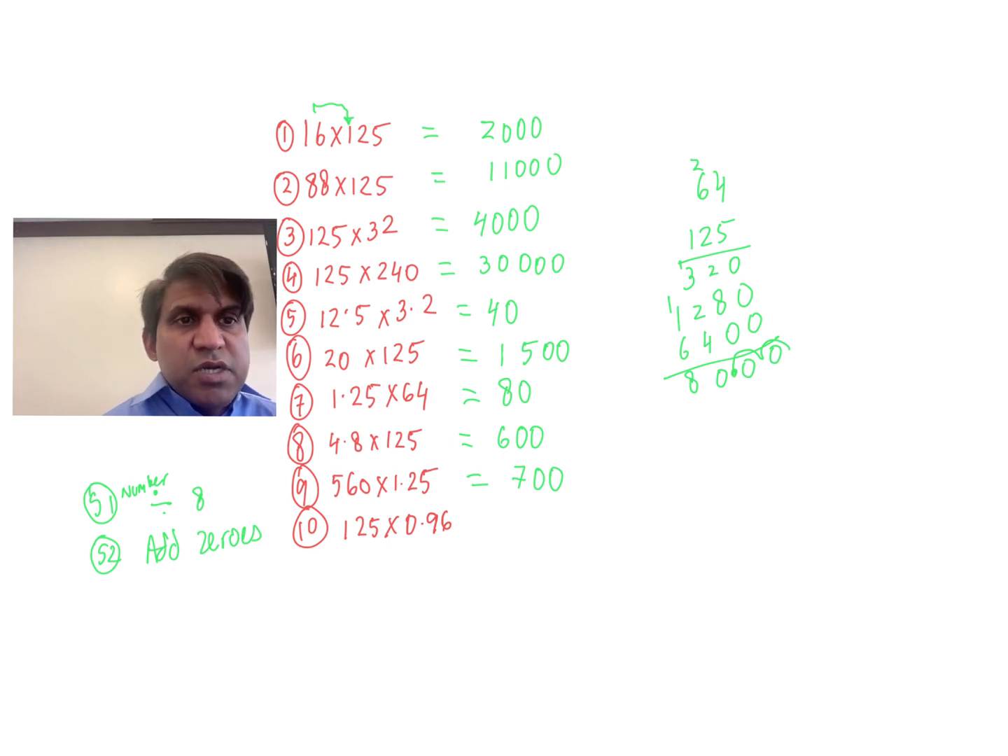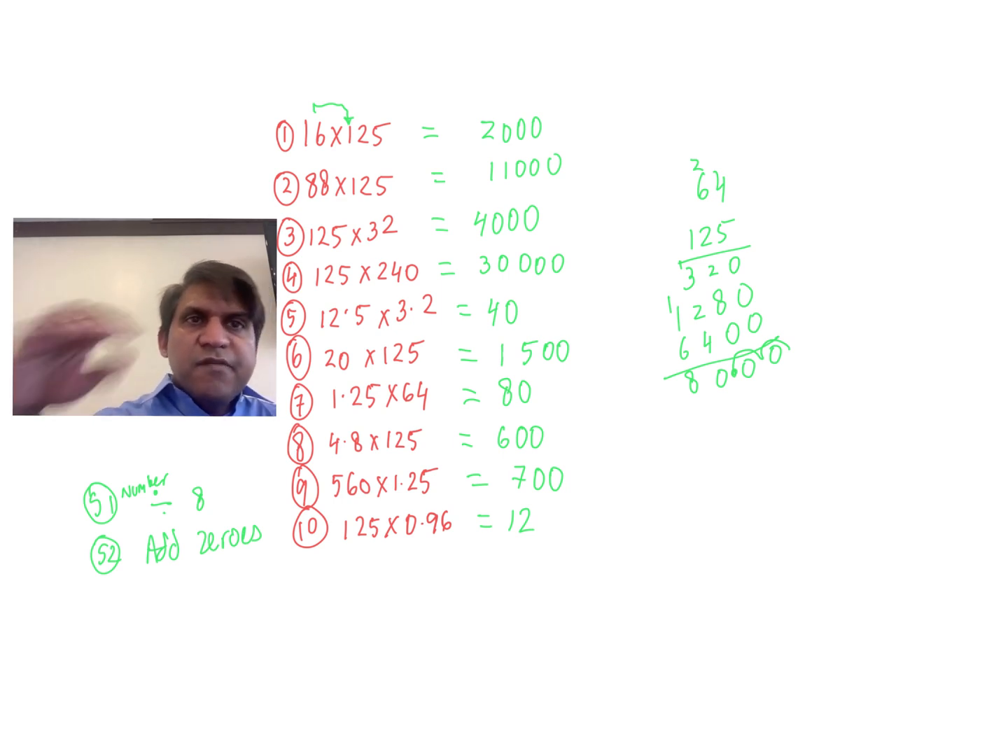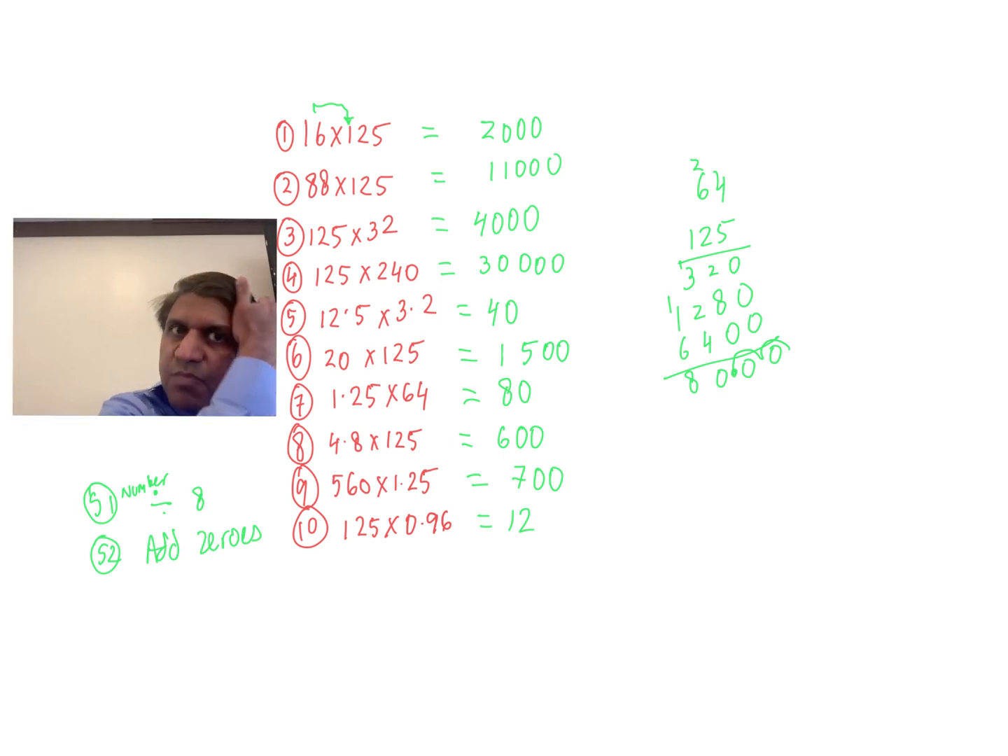And then the last one, we've got 0.96 times 125. Now this is lesser than 1. So we'll get an answer that is lesser than 1. That is something you want to appreciate or remember. So what is 96 divided by 8? That's 12. And then our answer will be below 125 because it's times 0.96. So our final answer will be 120.